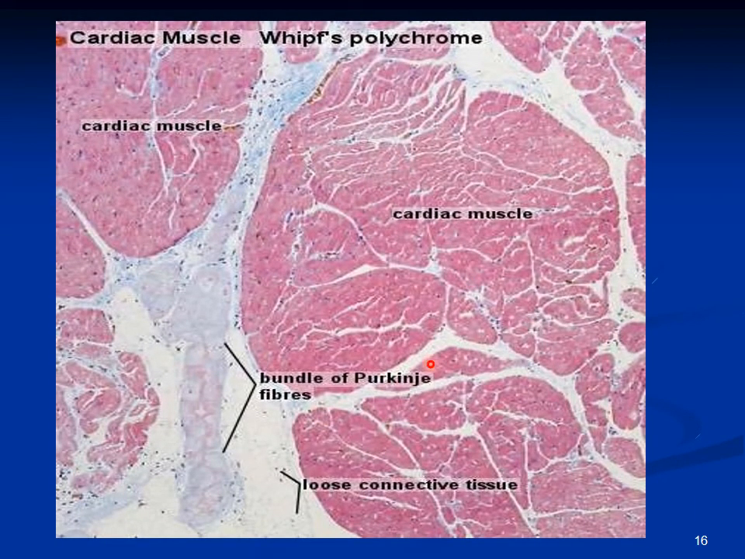Again, this is the cross section of the cardiac muscle. Some cells have a nucleus and some have not. These are the bundles of Purkinje fibers. Between the Purkinje fibers and the cardiac muscle cells, we see this is the loose connective tissue.